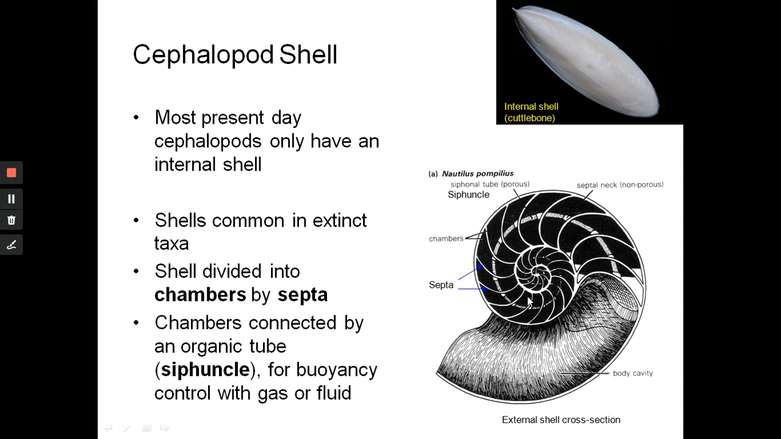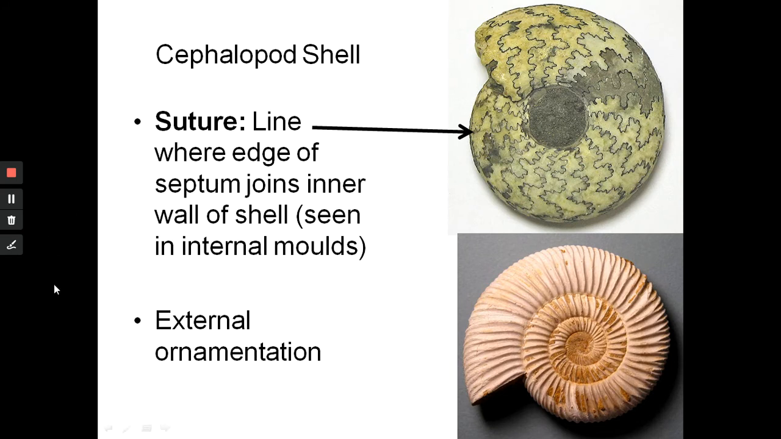And this tube is called the siphuncle. It is used to control the fluids inside the chambers through osmosis. Okay? So those are the main parts of the cephalopod shell. So that was the internal part of the cephalopod shell if it was unaltered and you made a cross section.